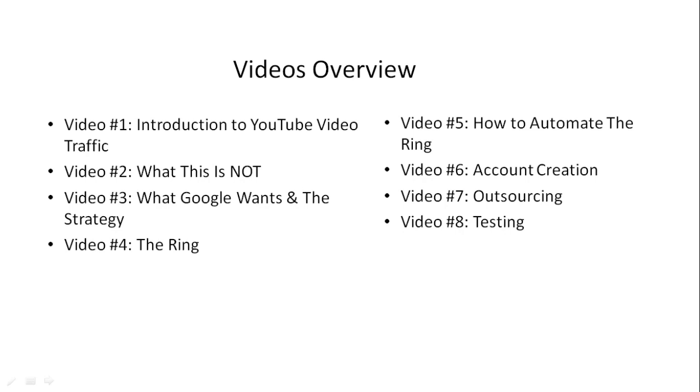Video number three, we'll talk about what Google wants and the strategy. And then, of course, we'll dive into the strategy in video number four, which is the ring. And we'll talk about how to automate the ring in video number five. Video number six, we'll talk about how to create accounts so that they don't get banned, so they last long term. And video number seven, we'll talk about outsourcing all that, because yes, it definitely is a tedious process, but once it's set up, it can really help you rank really well.